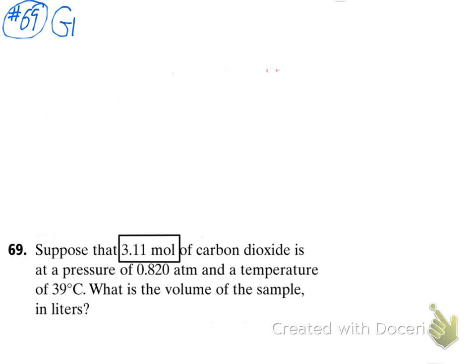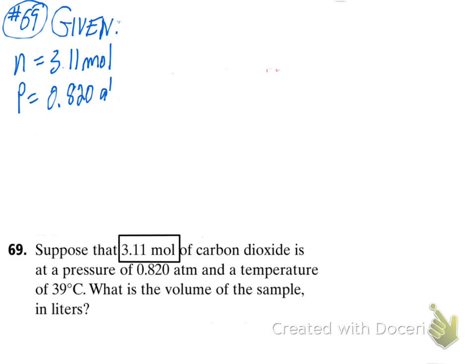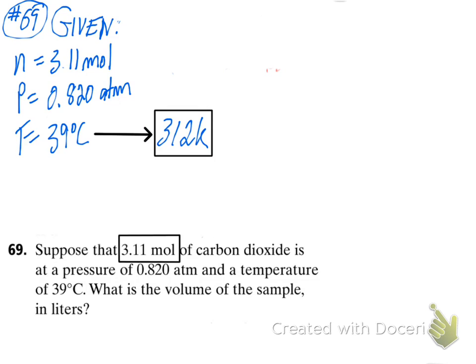This problem's telling me that I need moles. The only one of my equations that has a factor for moles is my ideal gas law. My given information is number of moles, 3.11 moles. My pressure is 0.820 atmospheres. And I'm given a temperature of 39 degrees Celsius, which I can't use first. I have to convert to Kelvin by adding 39 to 273 to get 312. Those are my initial conditions, and I'm looking for my volume.